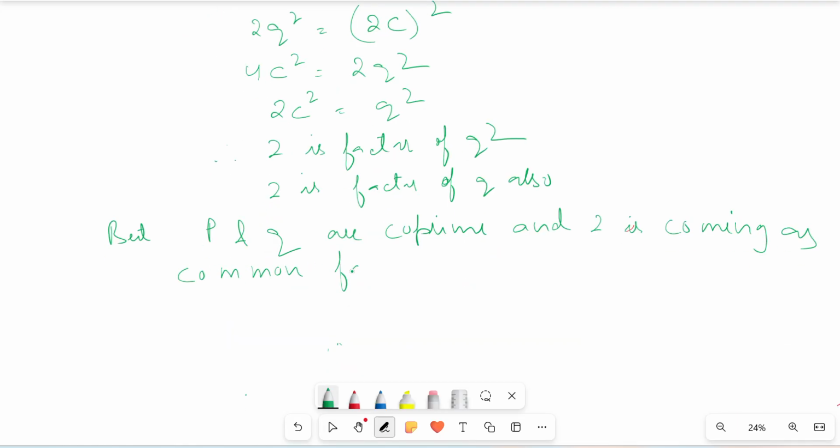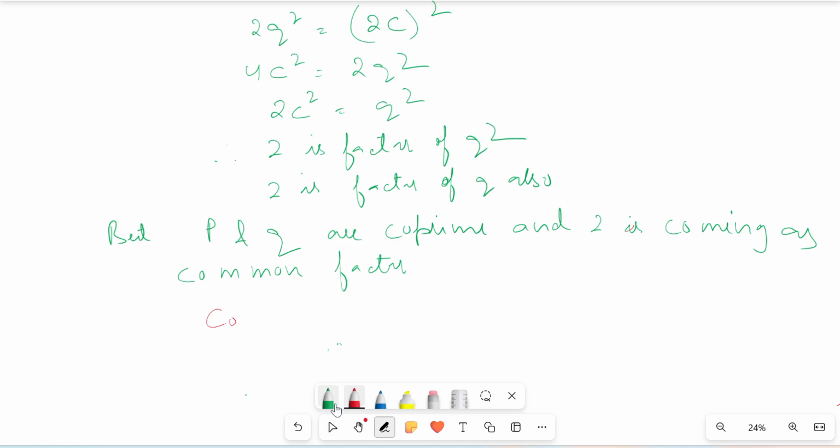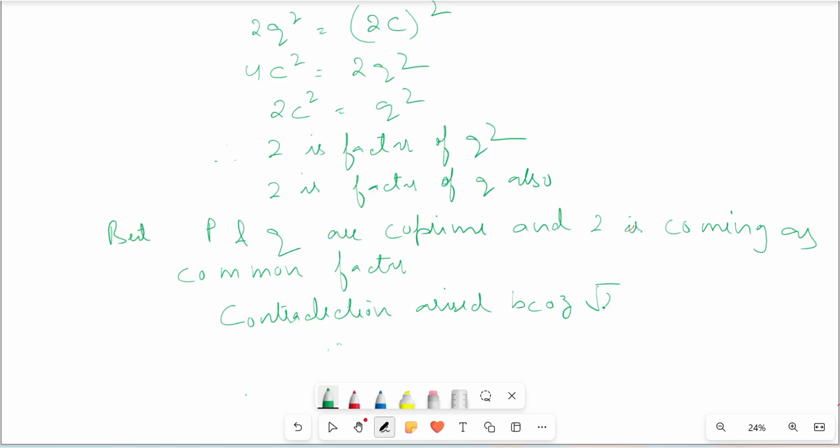So it's a contradiction, right? Co-prime was what? It won't have any common factor, but 2 has come as a common factor. Contradiction arises because, again, red pen: contradiction arises because we assumed root 2 as rational. Therefore, root 2 is irrational.